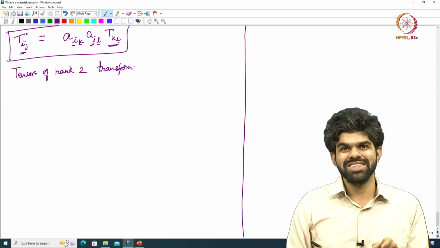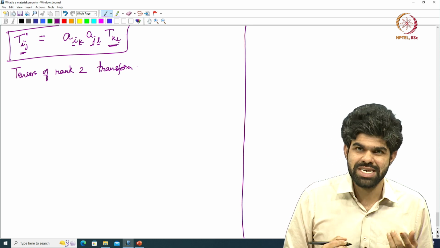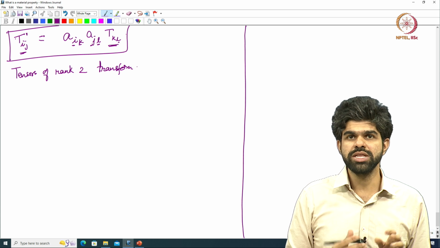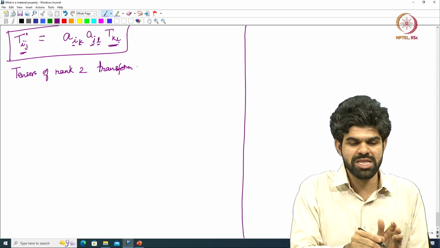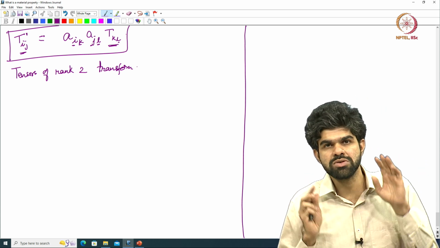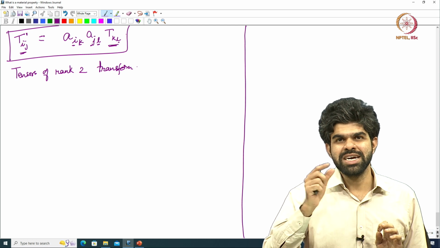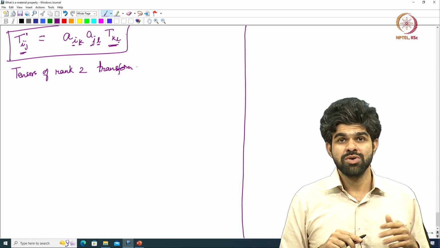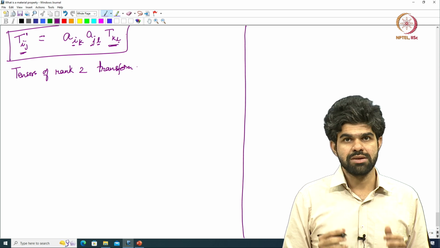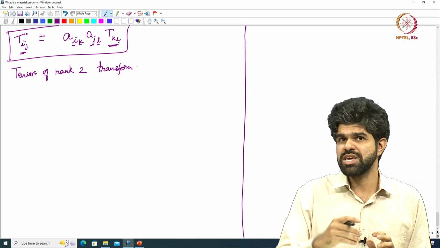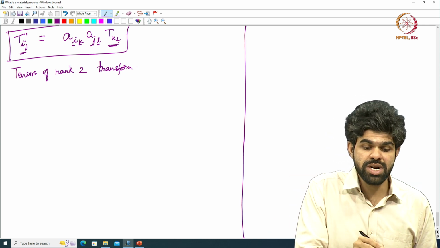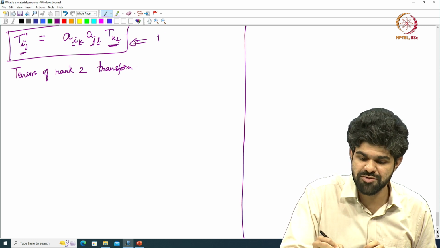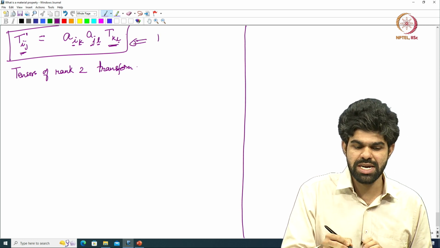In other words, if I give you a quantity, I do not tell you that it is a tensor to start with. All this while I have been hinting, naming this T, that T should eventually be a tensor. But if I do not tell you anything, and I give you a quantity and tell you that this quantity transforms using this law, this is the transformation law for this quantity.